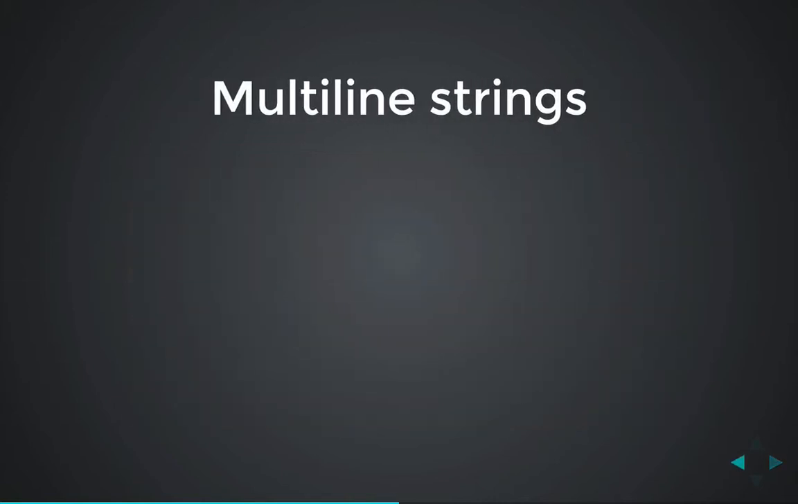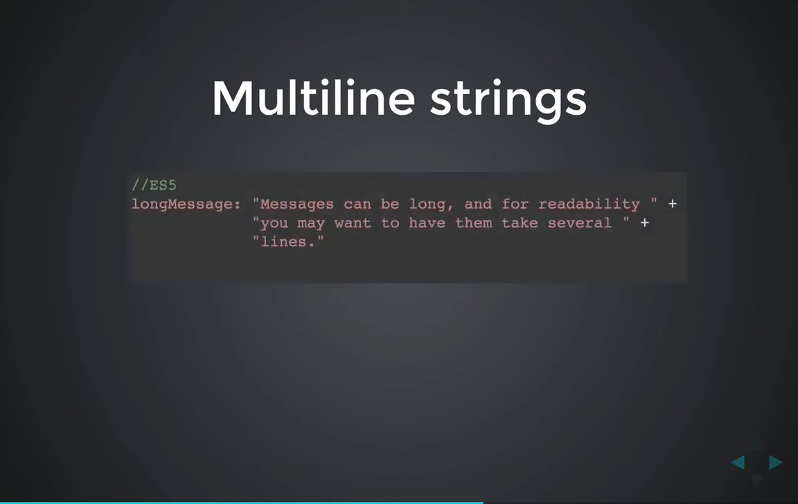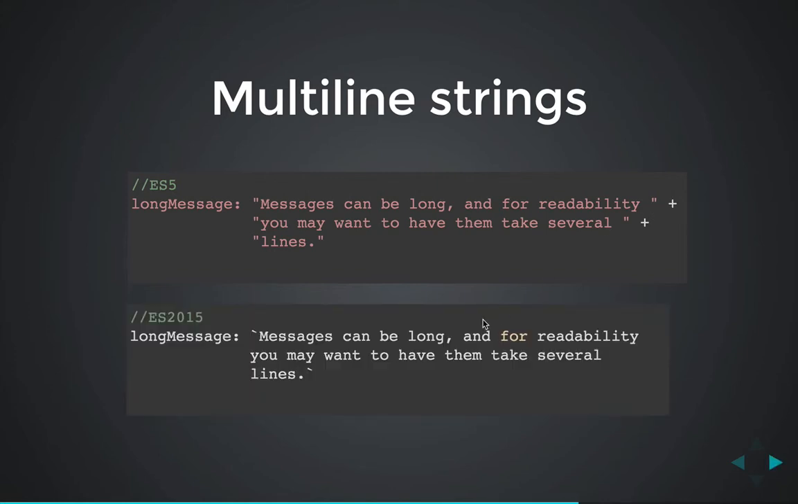One is multiline strings. In ES5, you would have to have a plus at the end of the line, and then start a new string that will be concatenated on there. In ES2015, you just have a backtick at the beginning and the end of your string.